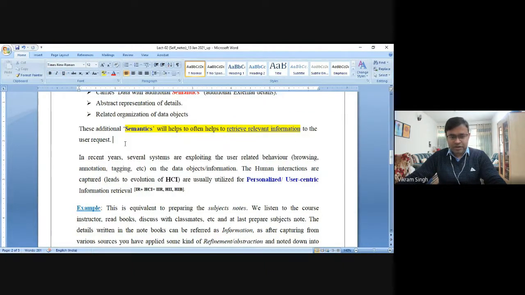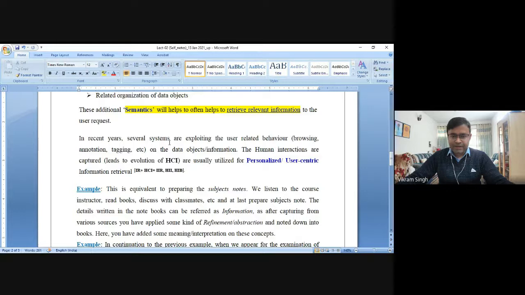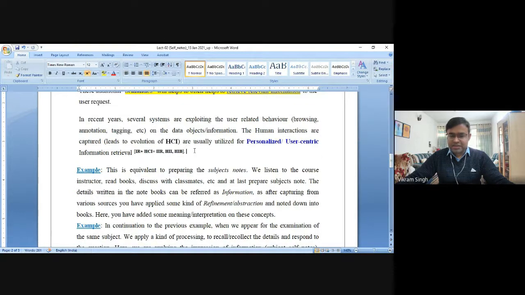Then to the user request, naturally. So whenever there is a user request to retrieve or fetch the data or information, these semantics will be helping you to retrieve, right? And in recent years, we are getting a lot of systems and applications which are observing these semantics to achieve some kind of personalized or user-centric retrieval.